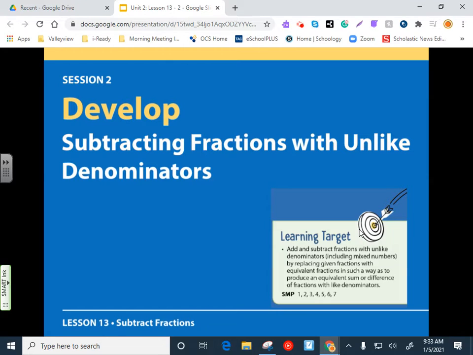All right, so we are moving on to session 2 for lesson 13. We're still going to deal with some of the basics of fractions, finding common denominators, and seeing how that applies with subtracting our fractions. And we can get started with that for today with this warm-up.